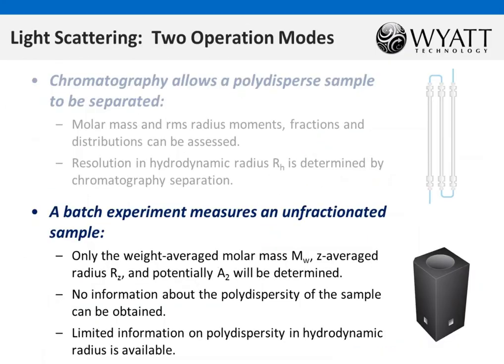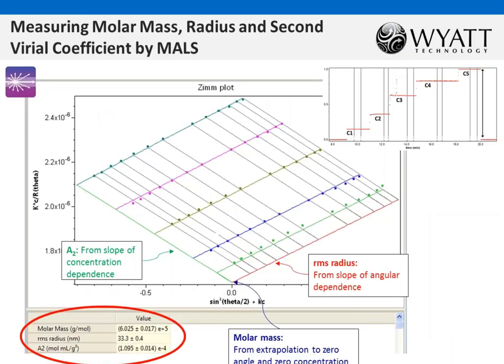We have seen that separation techniques yield detailed information about molar mass and size distributions. Sometimes it may be advantageous or simply faster to perform a measurement in batch. First, we will look at the classical batch multi-angle light scattering experiment, a Zimm plot. Weight average molar mass, z-average RMS radius, and second virial coefficient may be determined in a Zimm plot.